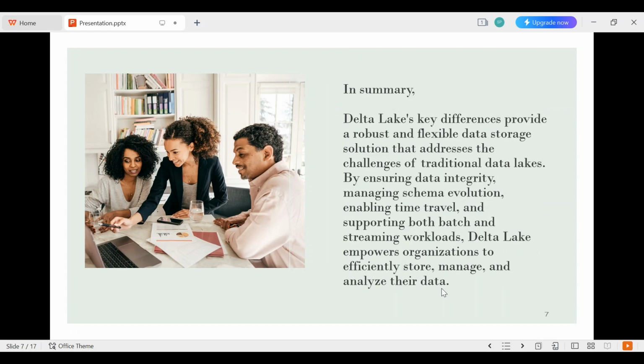Let's conclude here with a summary of what we learned about Delta Lake properties. The key differences provide a robust and flexible data storage solution that addresses the challenges of the traditional data lake. Traditional data lakes do not have these capabilities, and Delta Lake fills the gap by ensuring data integrity, managing schema evolution, enabling time travel, and supporting both batch and stream workloads. Delta Lake empowers organizations to efficiently store, manage, organize, and analyze data for their KPIs and needs.